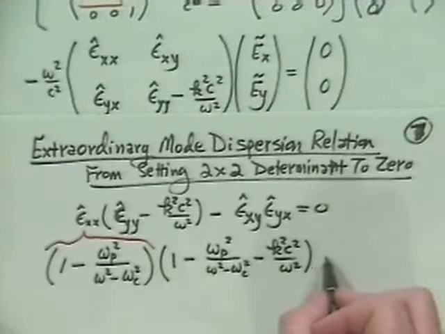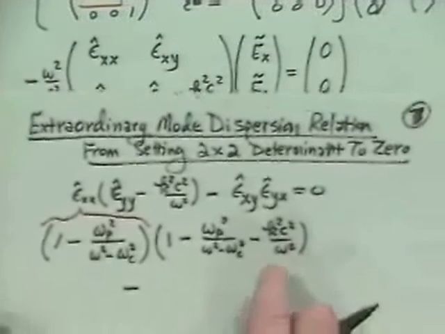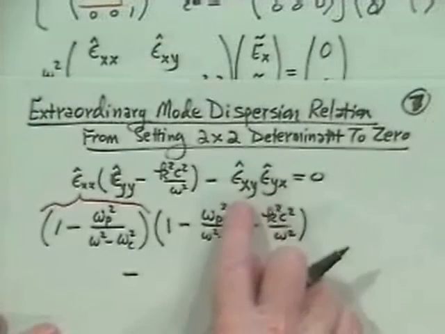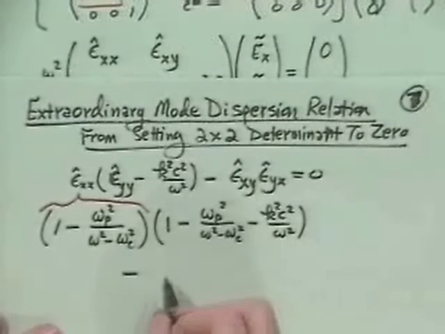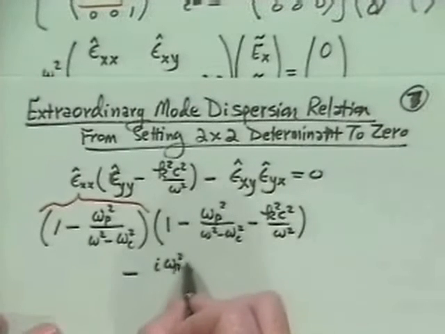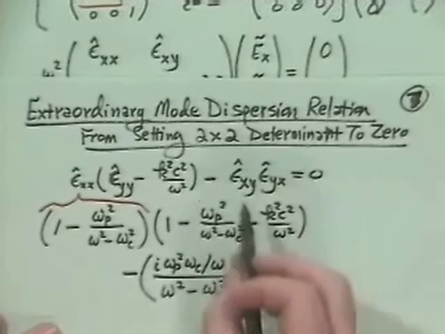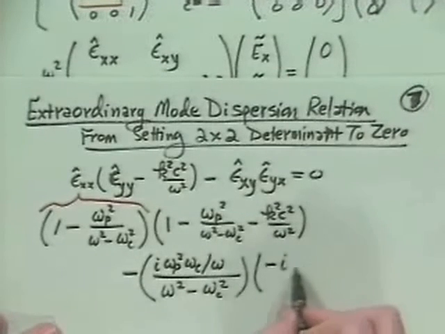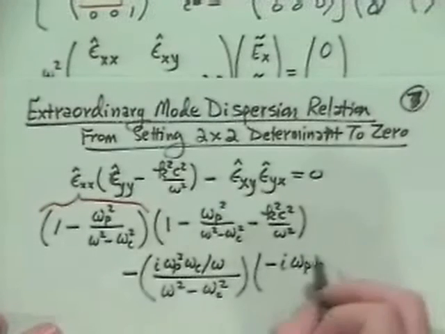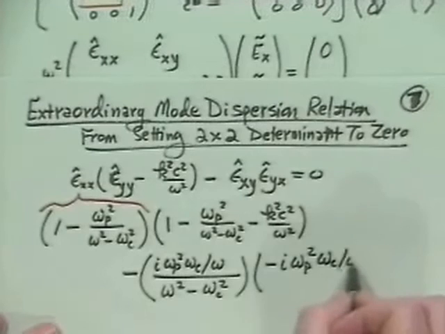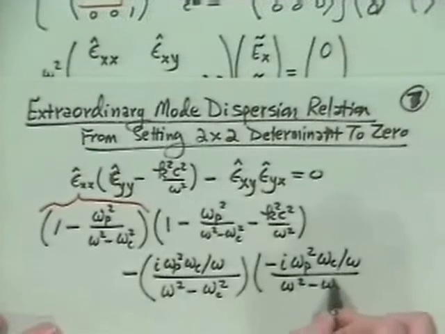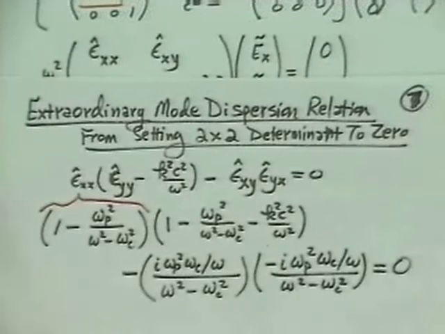And then we have this last term, which is epsilon xy and epsilon yx, and that is just i omega p squared omega c over omega times omega squared minus omega c squared. That's the epsilon xy. Then the other one is the same thing, but with the sign of the imaginary part changed. And more or less, this is just a nice demonstration of how ugly some of these dispersion relations can get to be.